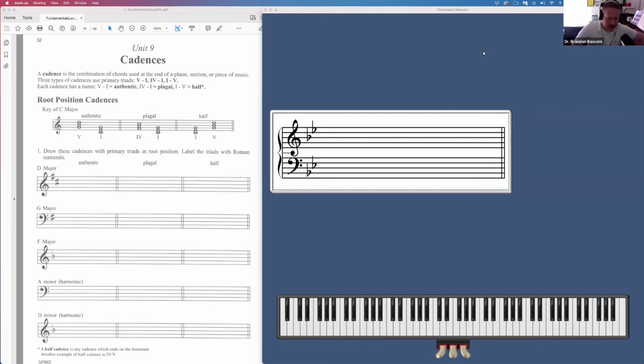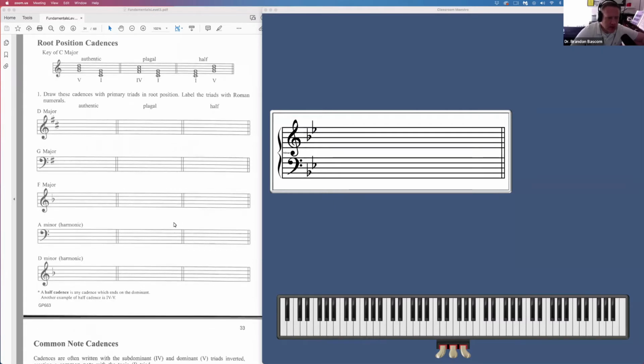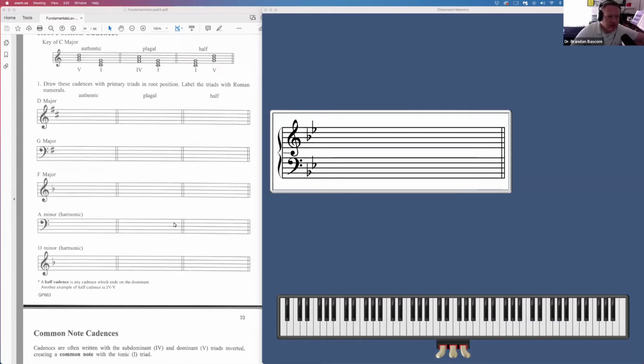This unit is all about cadences, and this is a blatant review. It's almost identical to the unit you did in Level 2 on cadences, so nothing new here. We have authentic cadences that go dominant to tonic, plagal cadences that go subdominant to tonic, and half cadences that go tonic to dominant. So we're just drawing those in.